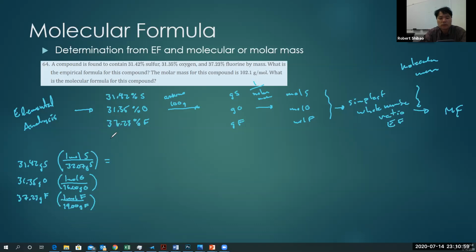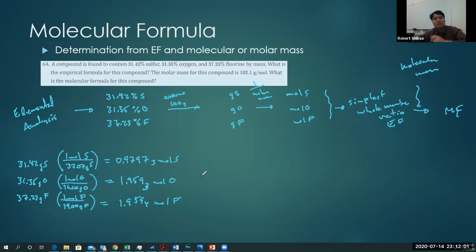And so let's go ahead and do this. 31.42 divided by 32.07 gives 0.97973. We're allowed 4 sig figs. So that's 0.9797 moles of sulfur. Okay, 31.35 divided by 16 is going to give me 1.959 moles of oxygen. And then fluorine is 37.23 divided by 19, and that gives me 1.959 moles of fluorine.